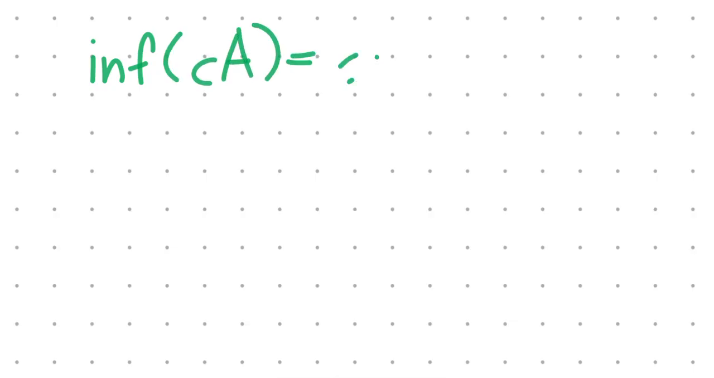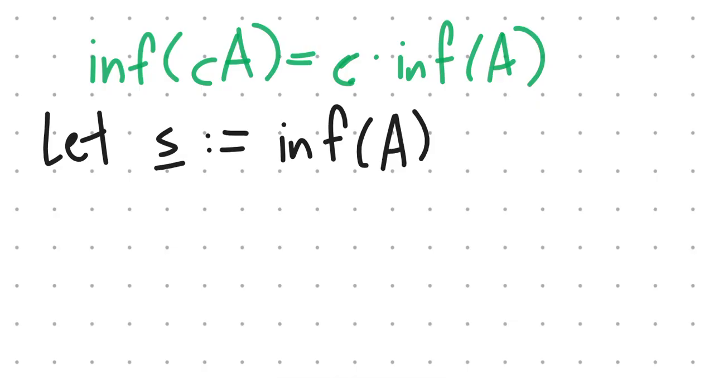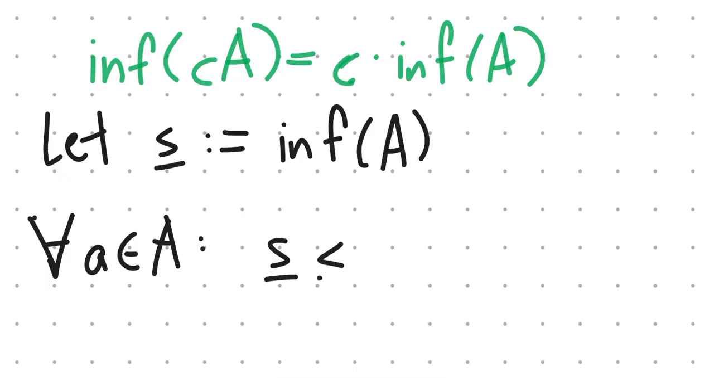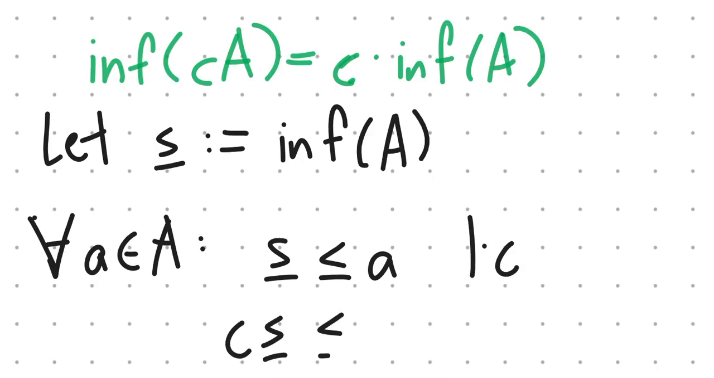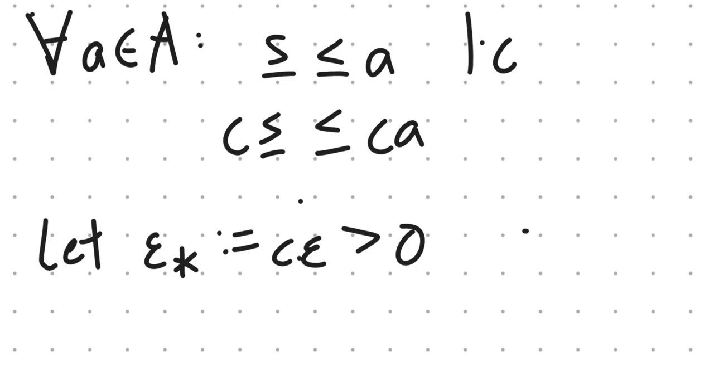For the second proof, we have to prove that the infimum of C times A is equal to C times the infimum of A. So let S dash, where the dash is at the bottom, be equal to the infimum of A. Now, since A is not empty, S dash is also given. Since S dash is the infimum of A, for any a in A, S dash is smaller or equal to a. Multiplying by C gives C times S dash is smaller or equal to C times a. By the definition, let another epsilon star be given as C times epsilon, also bigger than 0, since epsilon is bigger than 0.